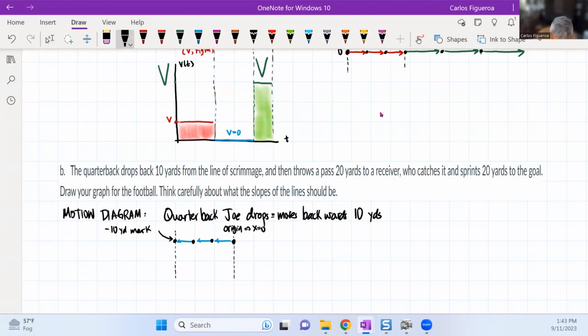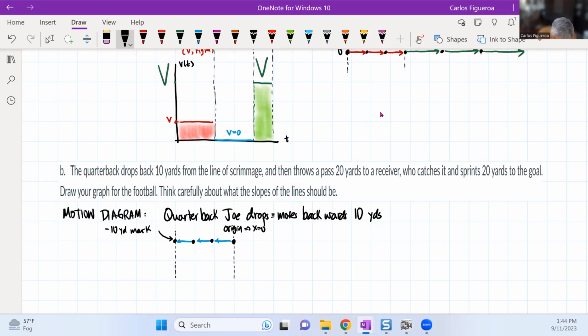So Joe cannot stop instantaneously. He has to change his velocity. But we're in La La Land in saying that we're just going to allow these things to happen just so that we can get the graph right. Now he's going to throw the ball to a receiver.